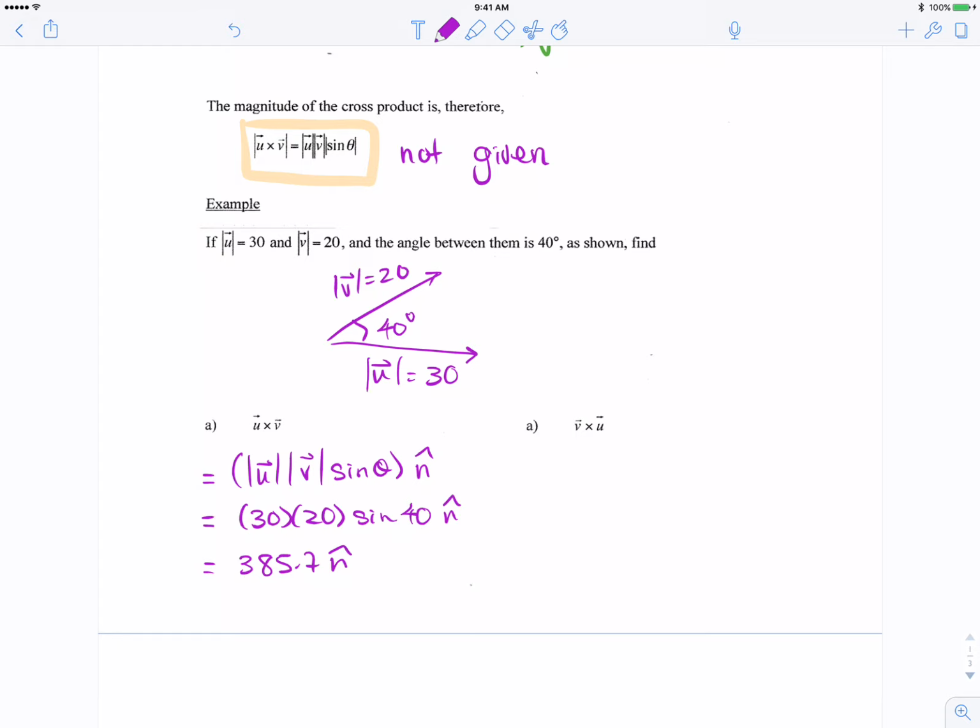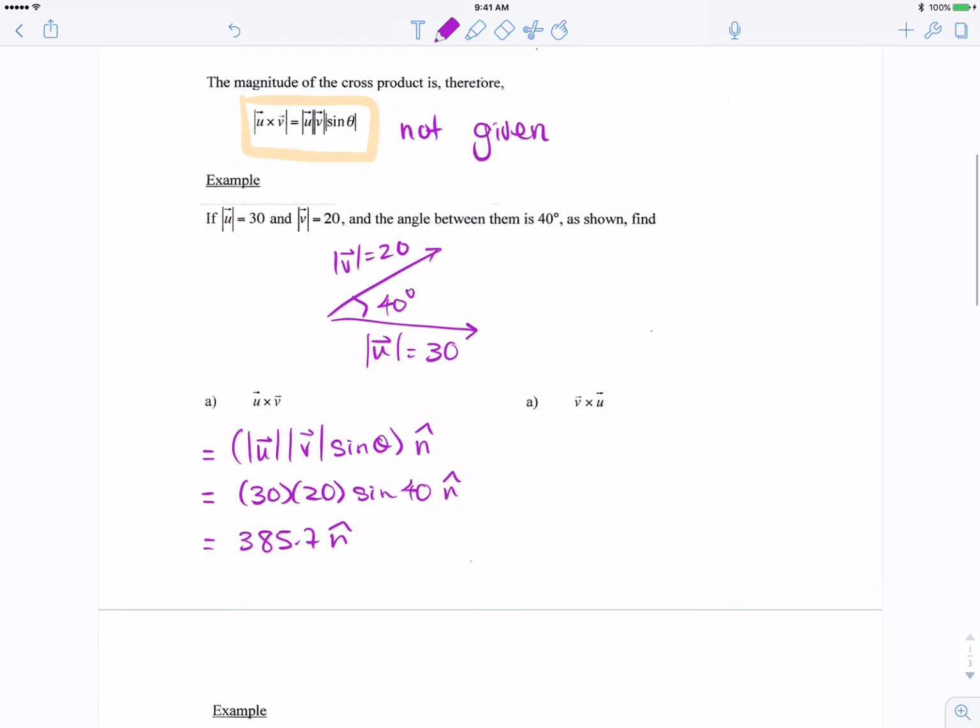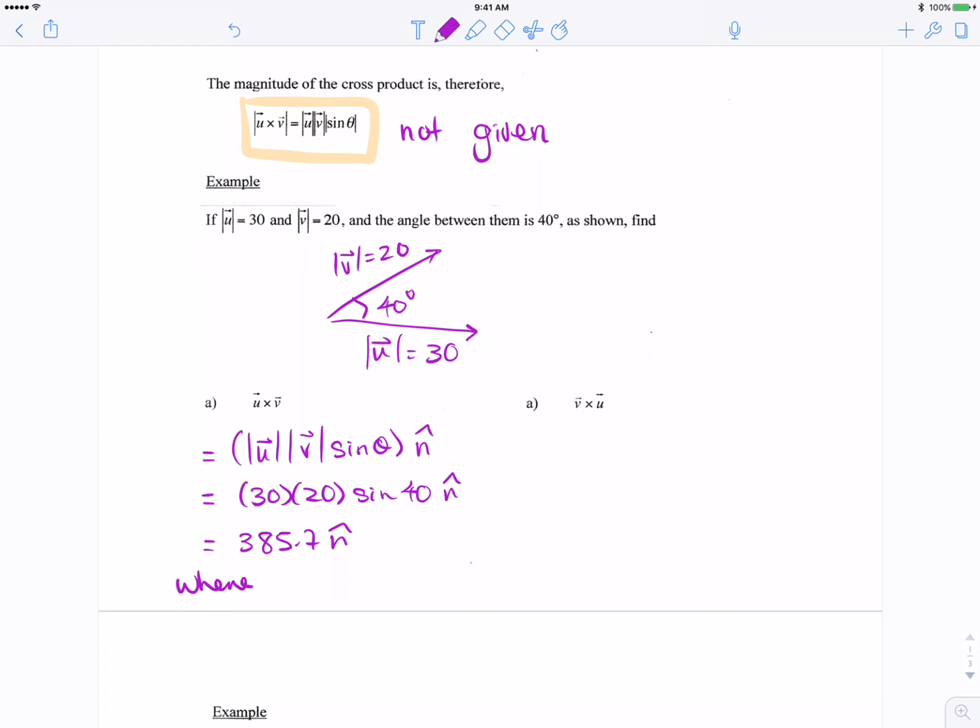Notice I'm just including the n because that tells me that that is that perpendicular force. It's that unit vector perpendicular to my plane. And I'll say where n is the unit vector perpendicular to and out of the page. I just want to get us into this habit right now because this is important.